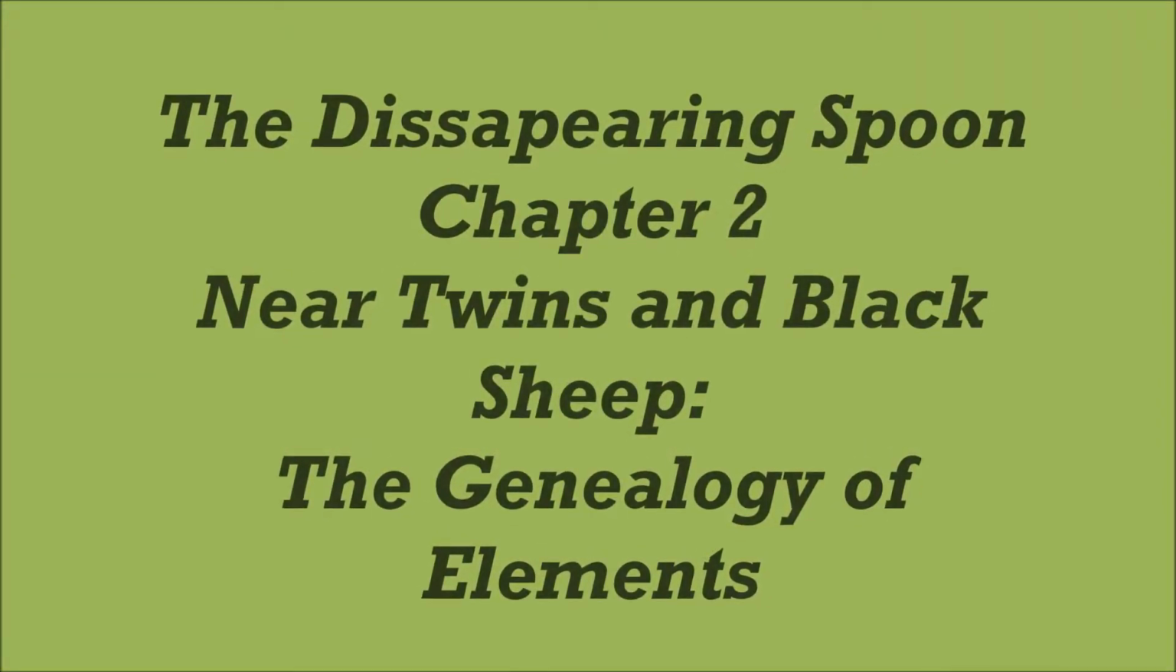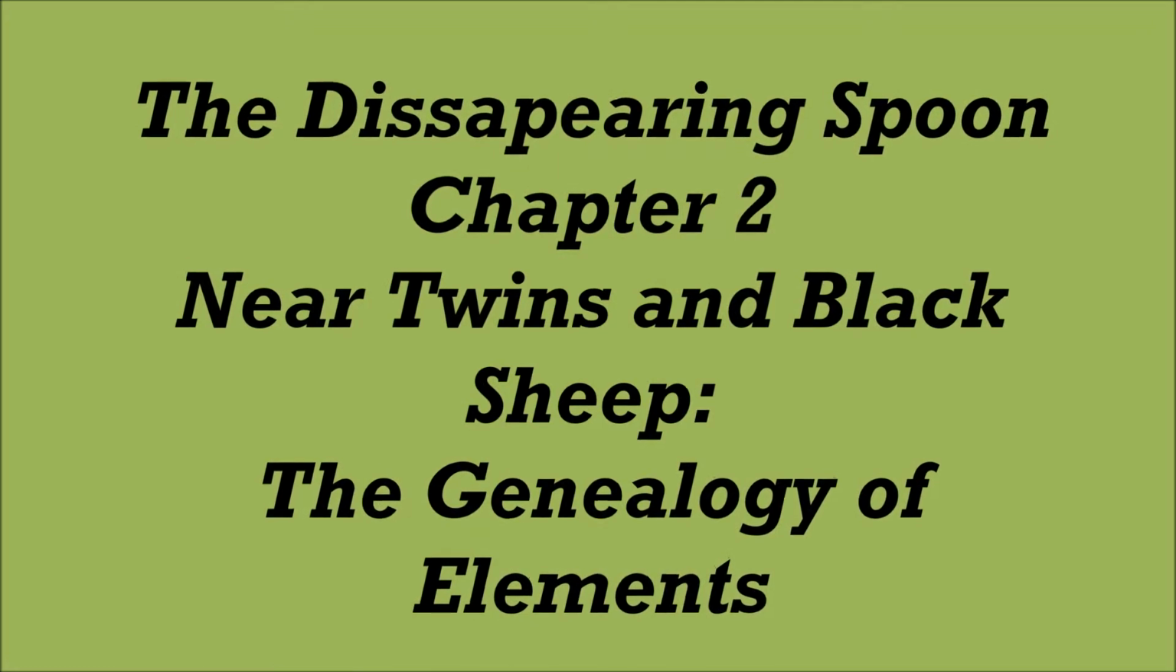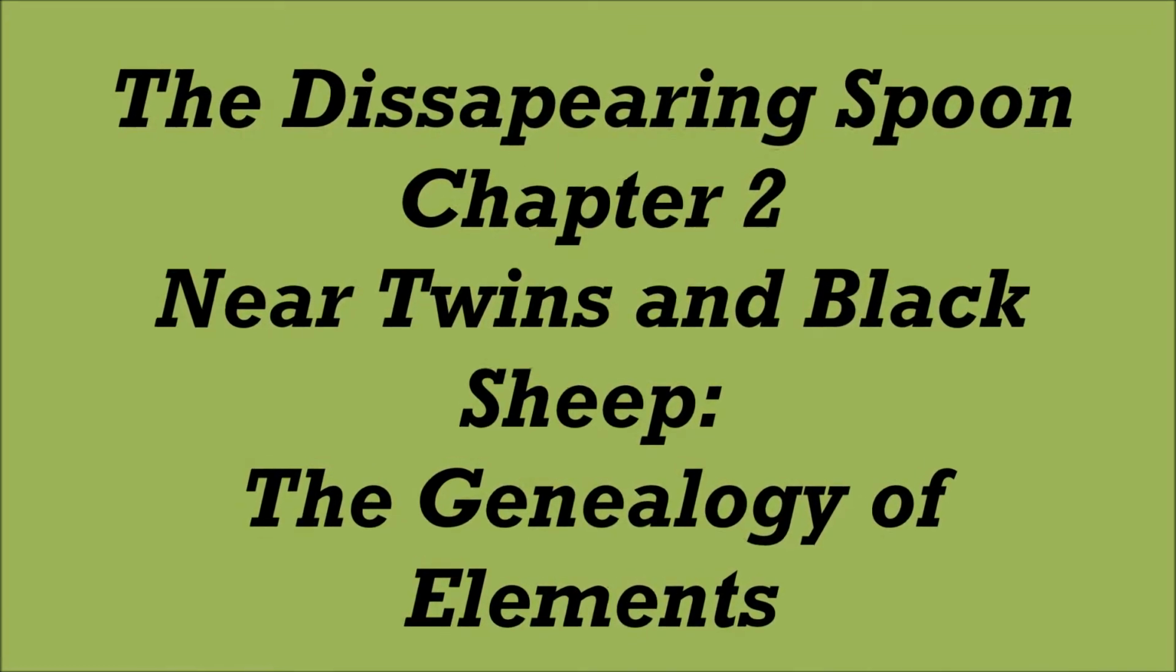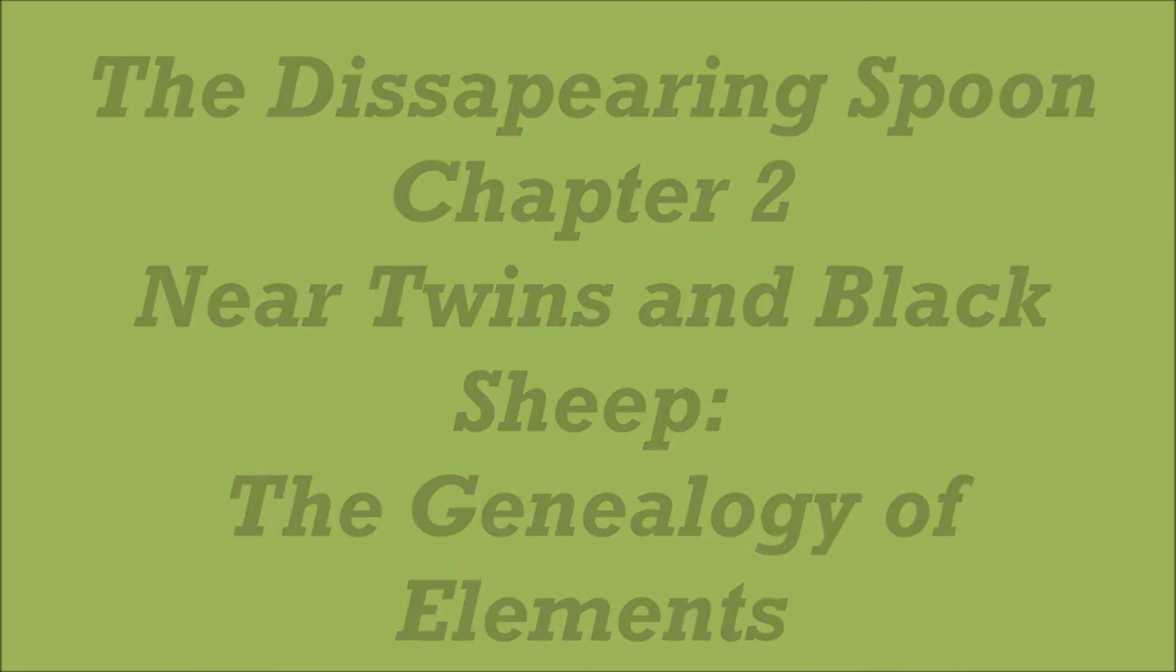Hi, this is the Chapter 2 summary for The Disappearing Spoon by Sam Kean. The title of the chapter is Near Twins and Black Sheep, The Genealogy of Elements.